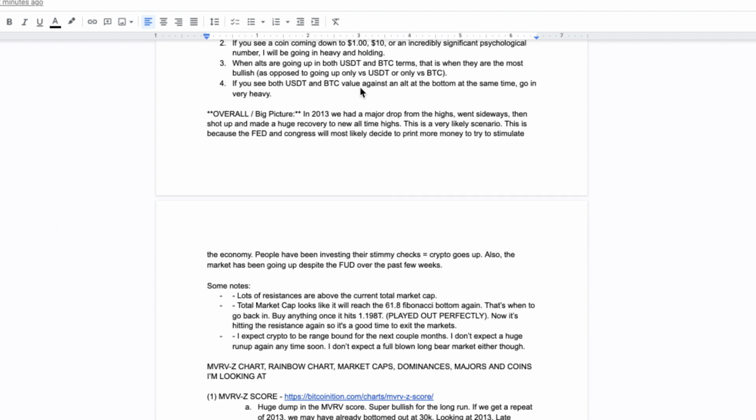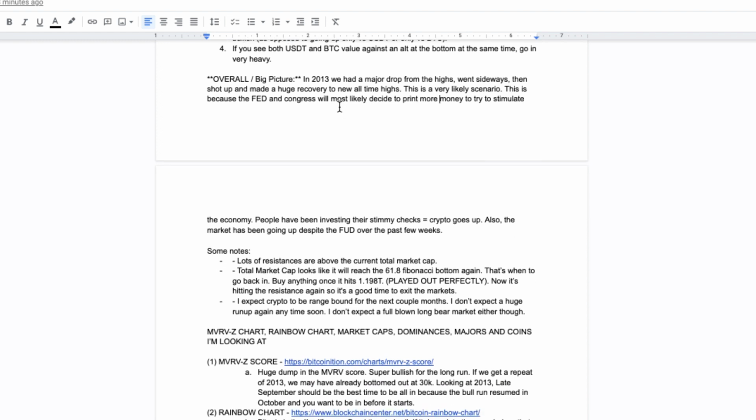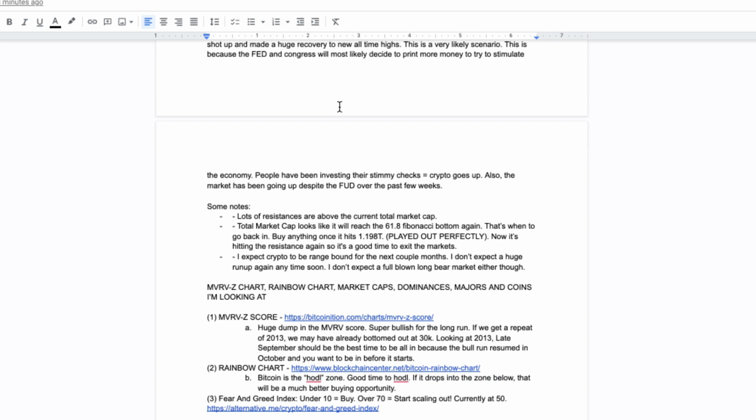Overall, big picture, in 2013 we had a major drop from the highs, then we went sideways, then we shot up and made a huge recovery to new all-time highs. This is a very likely scenario, because the Fed and Congress will most likely decide to print more money to try to stimulate the economy. People have been investing their stimmy checks into crypto, and then crypto goes up. The market has also been going up despite all the FUD over the last few weeks, like with the government and stuff.